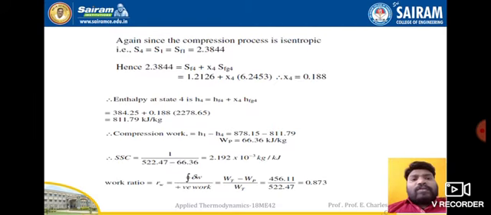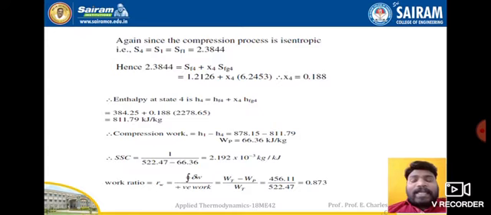Now we need one more value, which is the compression work. Compression work is H1 minus H4, right? For that we need to find H1 and H4. How do we find them? Let us take the isentropic process once again. S1 is equal to S4. If you look at the TS diagram, S1 is equal to S4. That means SF1 is so and so value, 2.3844, which is equal to SF4.